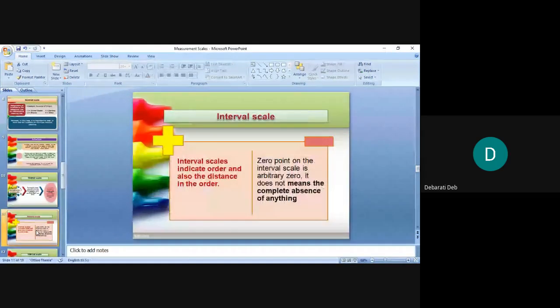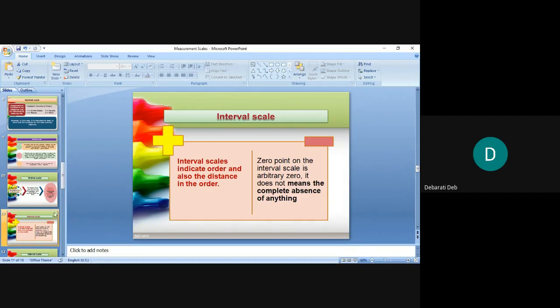Now come to interval scale. The third one was interval scale, you remember? So interval scales indicate order and also the distance in the order. Zero point on the interval scale is arbitrary zero. It doesn't mean the complete absence of anything.